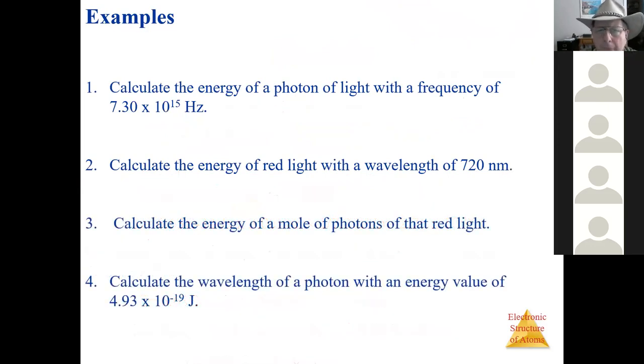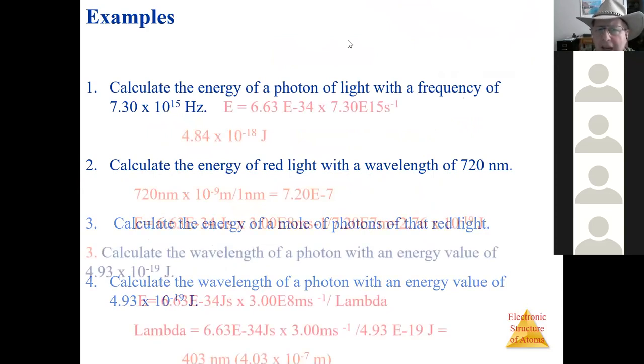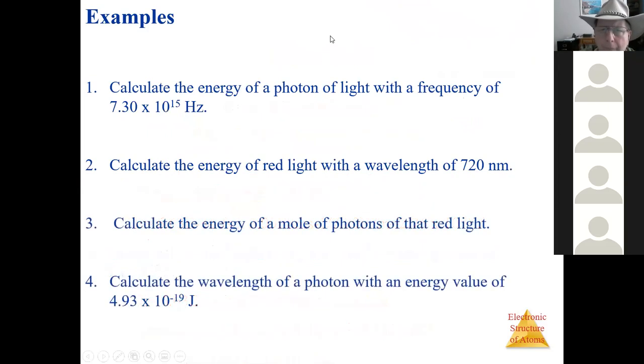Calculate, Dylan. We're going to set this up. Calculate the energy of a photon with the frequency 7.3 times 10 to the 15 hertz. Do you have an equation, Dylan, that will relate frequency with energy? Yes. What is that equation? E equals hν, or hc divided by lambda. Yes. But Dylan, we don't have lambda here.